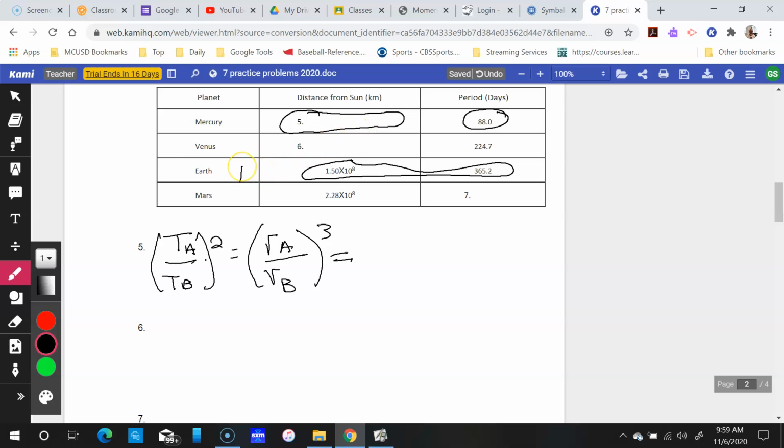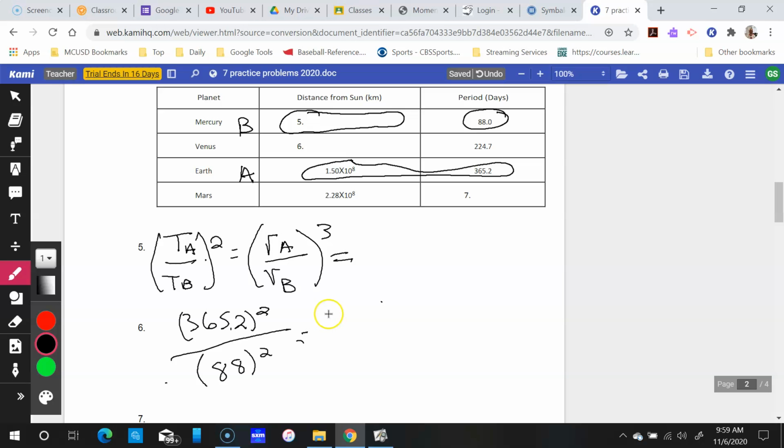So again, we can call Earth A and then Mercury B, and then we can plug in what we know. So we know that the period for Earth is going to be 365.2, and that's going to be squared. And we also know the period for B, which is Mercury. So that would be 88 squared.